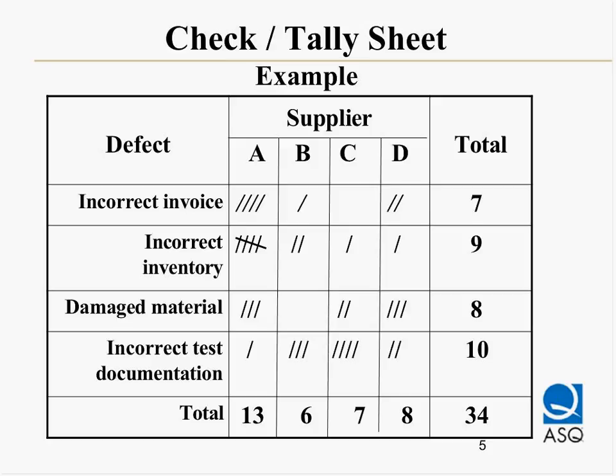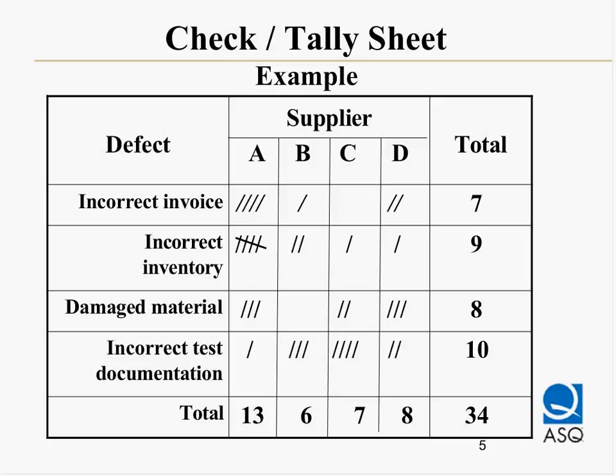Now here's an example. Let's suppose that we have a situation, in this case what we're talking about is administrative materials, and there are 4 kinds of defects that seem to be occurring amongst our 4 suppliers, A, B, C, and D, listed across the top. And those defects, as you can see, are incorrect invoice, incorrect inventory, damaged materials, and incorrect test documentation. Now, this tally sheet is to make it as easy as possible, user-friendly, if you will, for the person or persons who are going to be collecting the data.